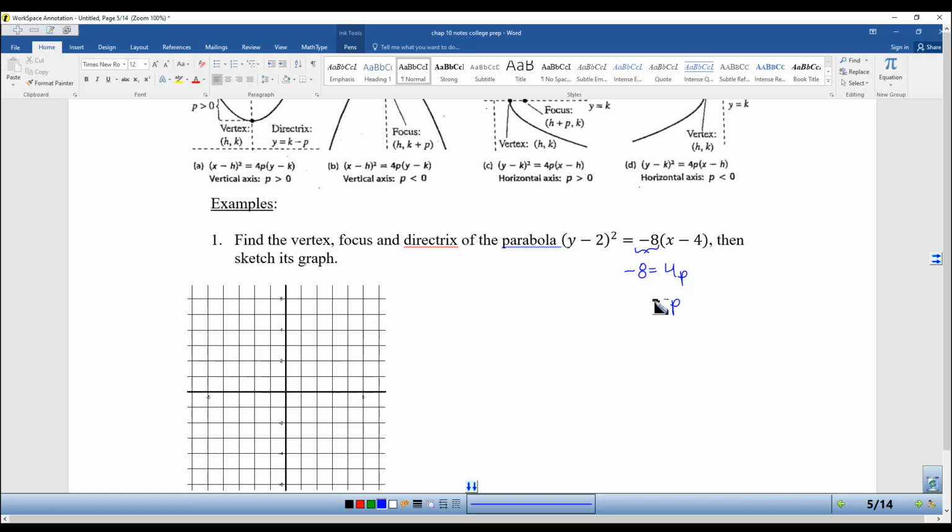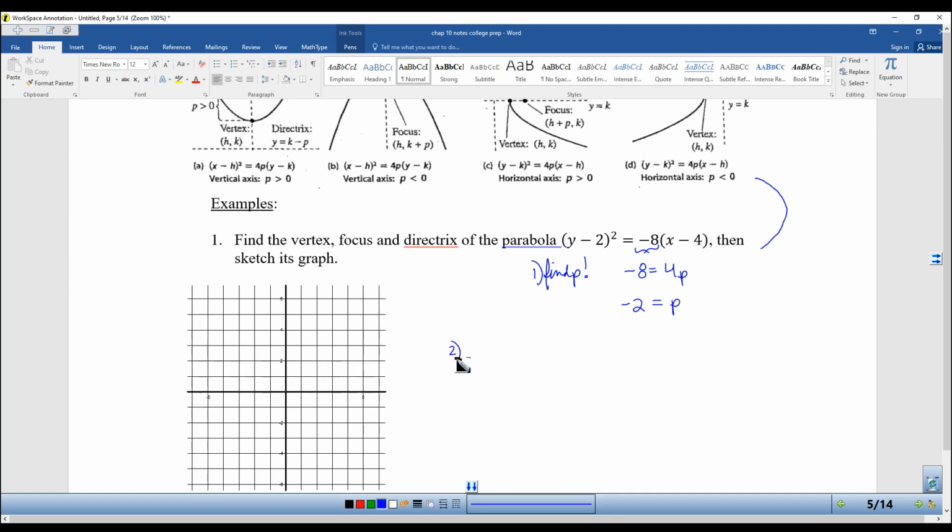P doesn't really mean anything to you, but it's actually going to have a lot of importance. So P is equal to 2. So step 1, find P. Now that we've found P, we know which of our equations it matches. It's going to match this one because P is less than 0. So now I know that I'm looking at a sideways parabola that's opening to the left.